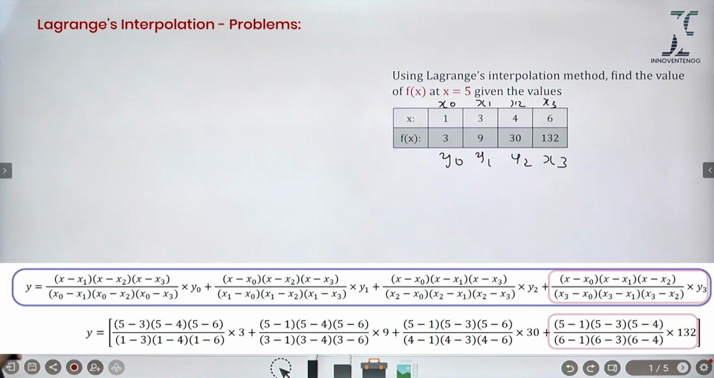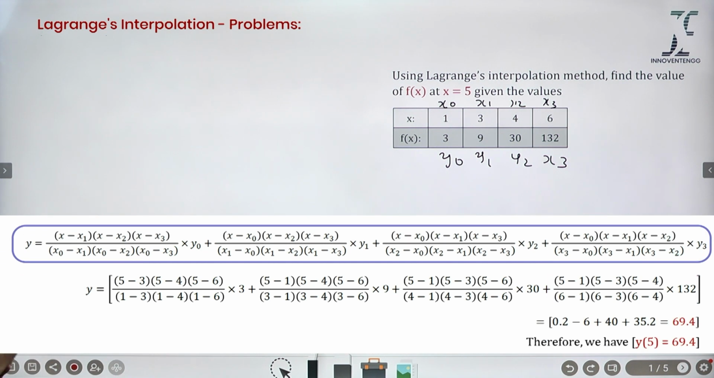And of course the fourth term denominator is going to be constituted, because it pertains to x3, it is x3 minus x0, x3 minus x1, x3 minus x2. And in the numerator, what you are going to get? You are simply going to get x minus x0, x minus x1, x minus x2, except x3, and that is going to be multiplied by 132, which is the corresponding y. So you have this particular formula for y.